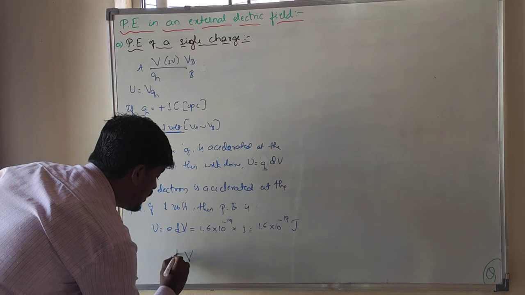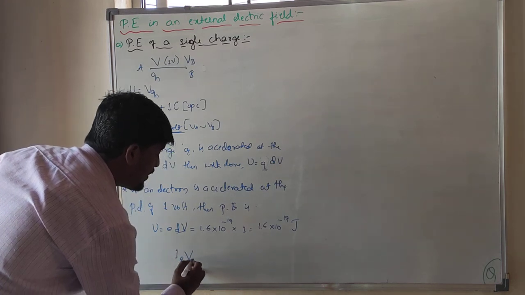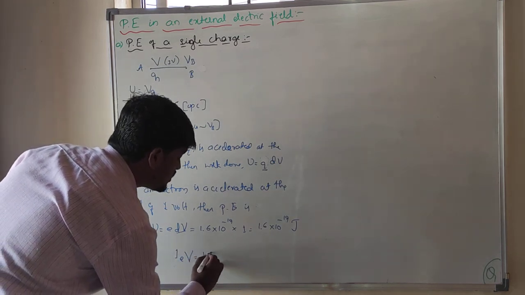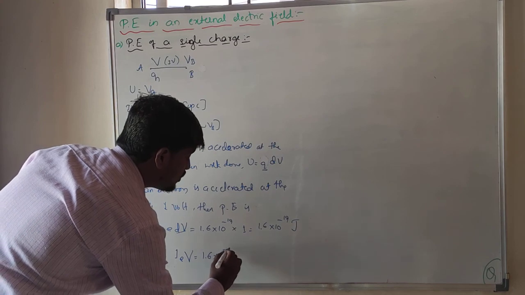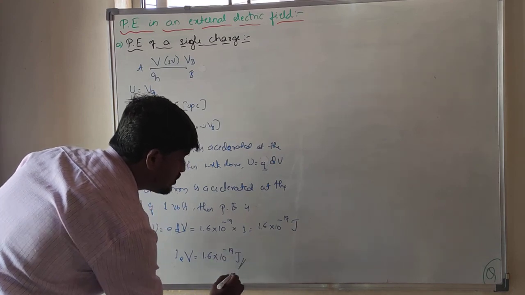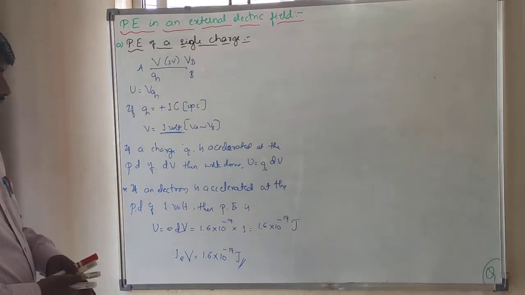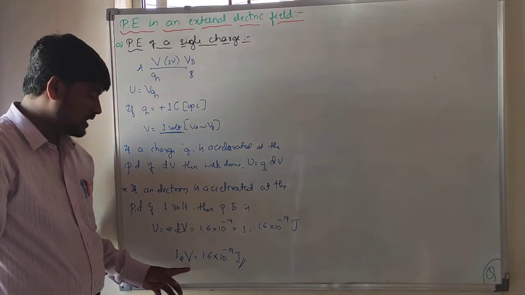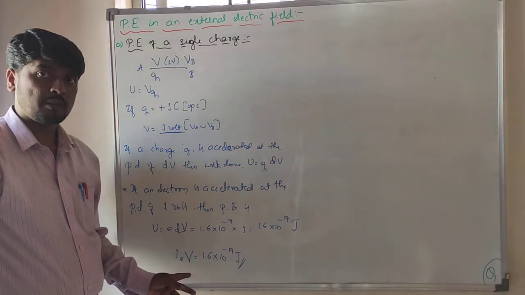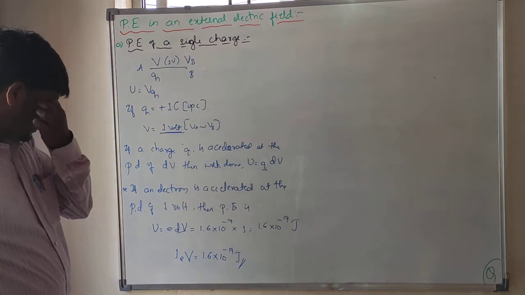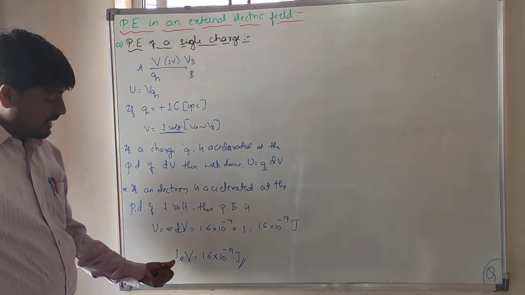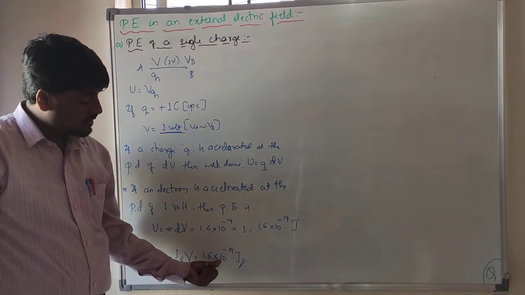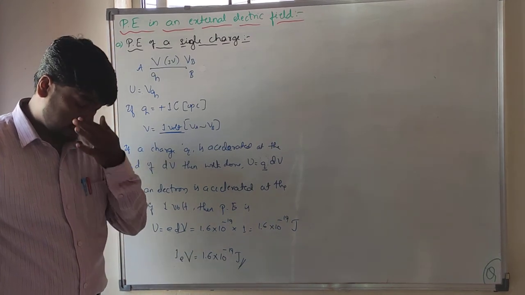Please note down here 1 eV. 1 electron volt is equal to 1.6 into 10 raised to minus 19 joule. I think you would have seen this value in first PUC in chemistry or else in physics. What this says is, 1 electron volt is equal to 1.6 into 10 raised to minus 19 joules.